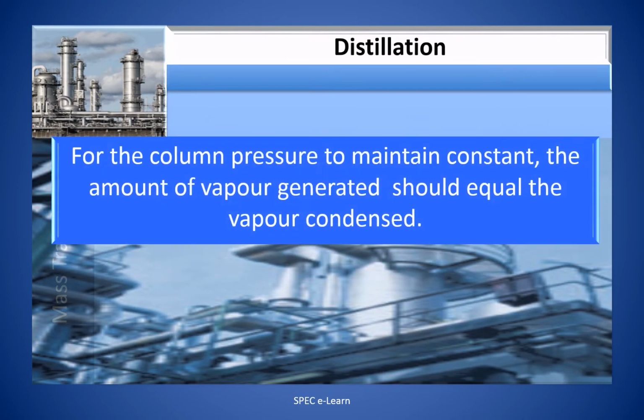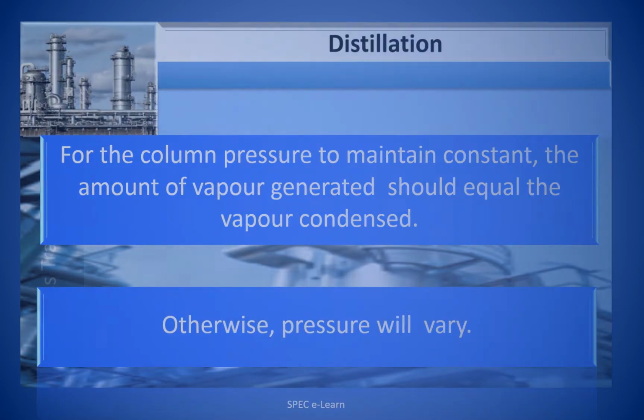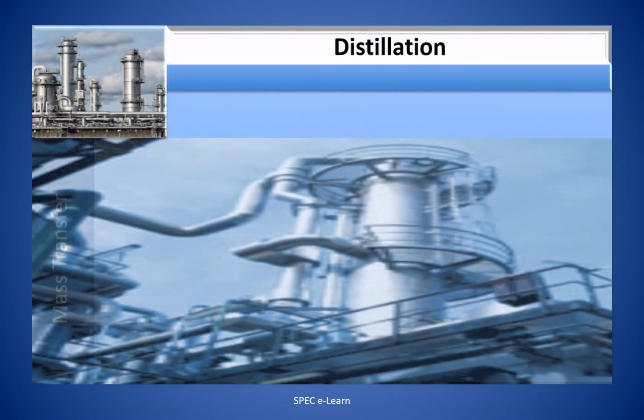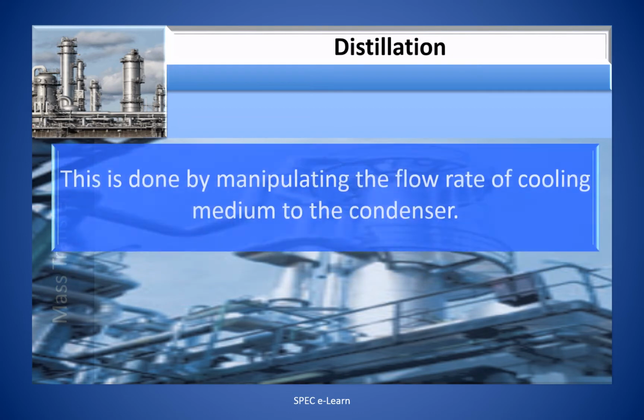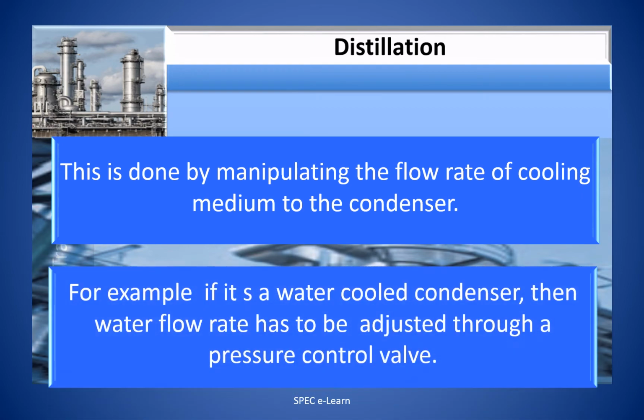For the column pressure to remain constant, the amount of vapor generated should equal the vapor condensed. Otherwise, pressure will vary. This is done by manipulating the flow rate of cooling medium to the condenser. For example, if it's a water-cooled condenser, then the water flow rate has to be adjusted through a pressure control valve.